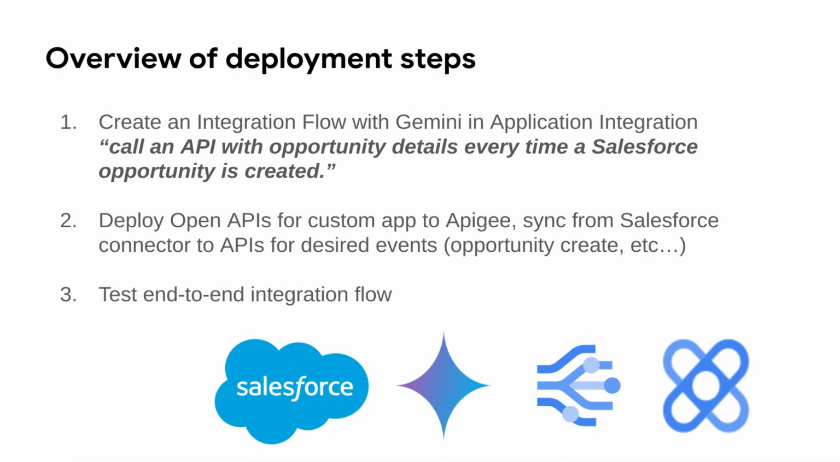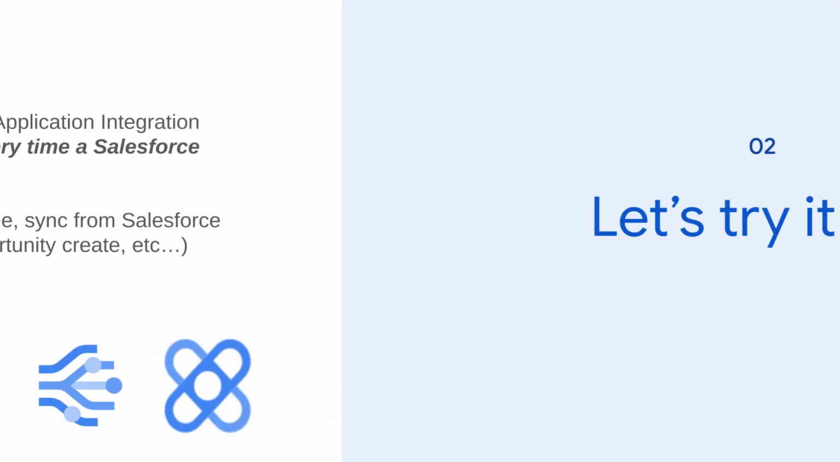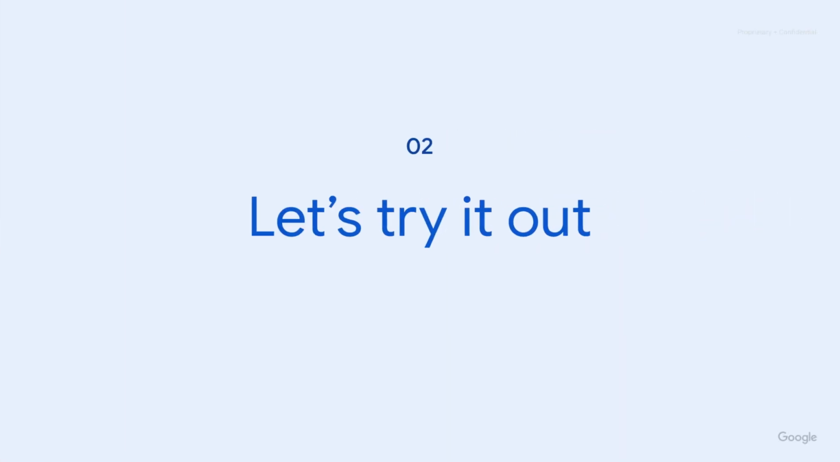So here's the overview of the deployment steps we're going to go through today. First, we're going to create an integration flow with Gemini in application integration. So, for example, using a prompt like call an API with opportunity details every time a Salesforce opportunity is created. Then we're going to deploy those APIs for our custom app to Apigee, and we're going to connect it and have it sync from Salesforce connector to the APIs for desired events, for example, for opportunity create. Then we're going to test this end-to-end integration flow. So with that, let's try it out.